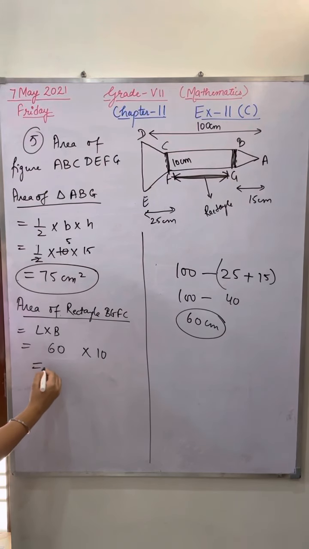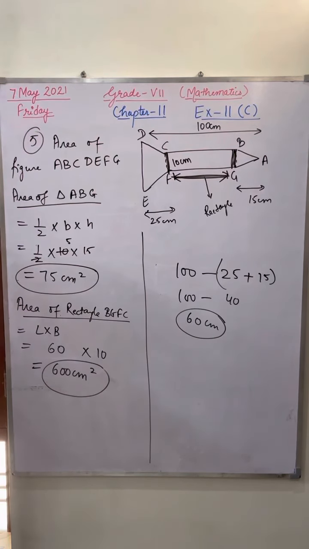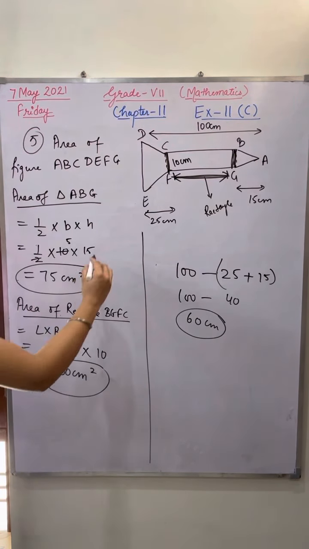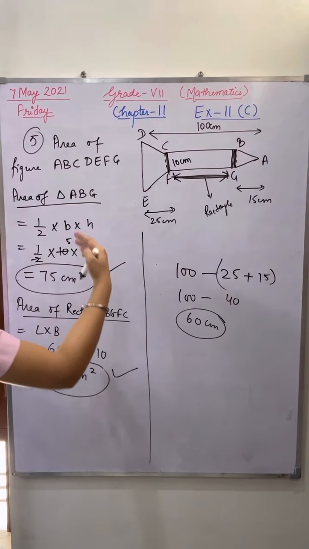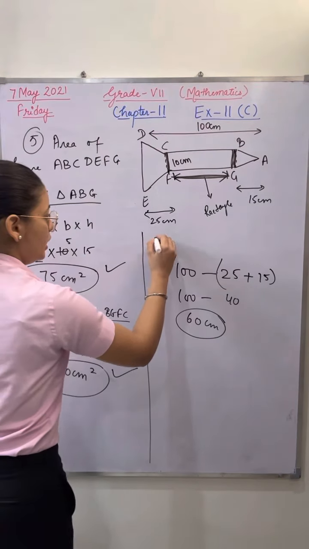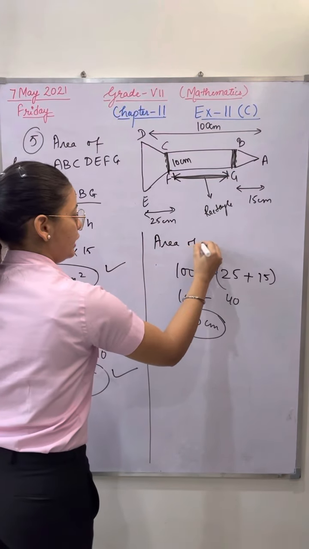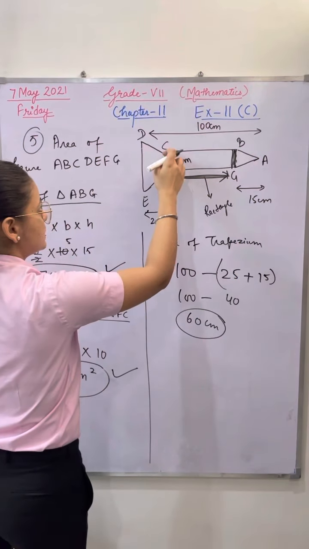60 multiplied by 10, that is 600 centimeter square. This is the area of the rectangle I have taken out. Area of triangle and rectangle I have taken out. Now which area is left? Area of trapezium, CDEF.